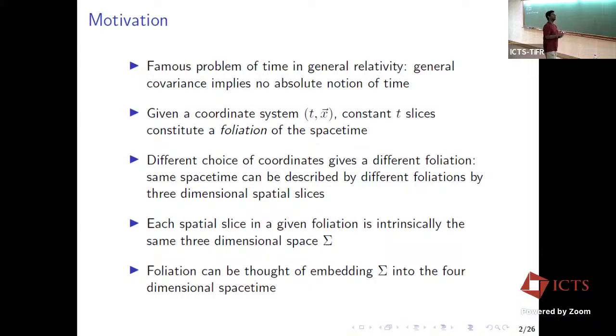And each spatial slice in a given foliation is intrinsically the same three-dimensional space sigma, but the metric on the three-dimensional space keeps changing with each leaf of the foliation. And a given foliation can be thought of as embedding this intrinsic three-dimensional space into the four-dimensional spacetime.